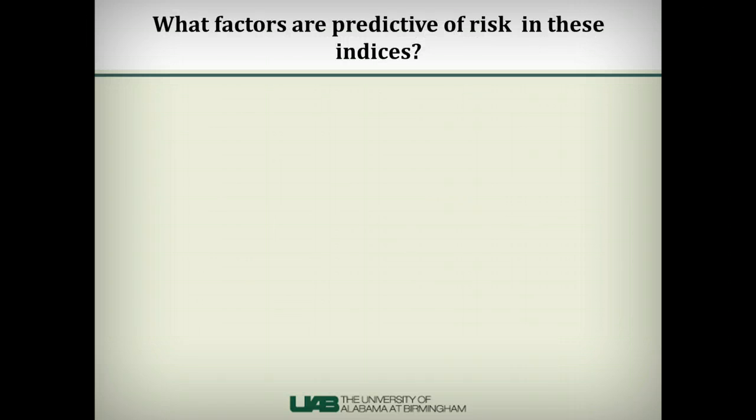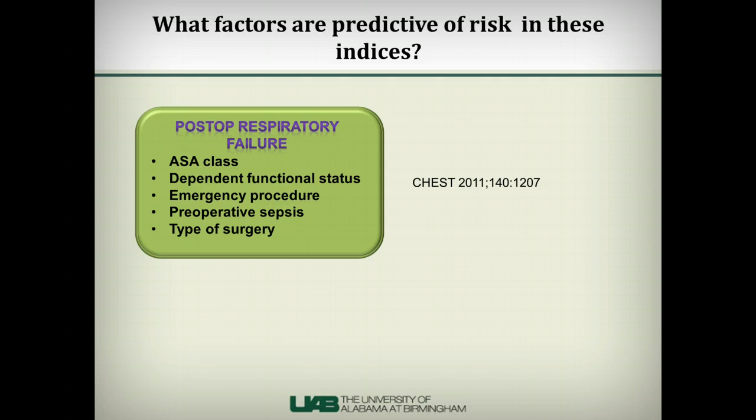So what factors are included in these Gupta criteria? Let's first focus on postoperative respiratory failure, which is defined as failing to wean from mechanical ventilation within 48 hours of surgery or unplanned intubation or reintubation postoperatively. And these five components are predictive of postoperative respiratory failure. American Society of Anesthesiology class, the higher the class, the greater the risk. Being dependent, having an emergency procedure, having sepsis preoperatively, and then the type of surgery that you have increases your risk. And this particular prediction rule was published in Chest in 2011.